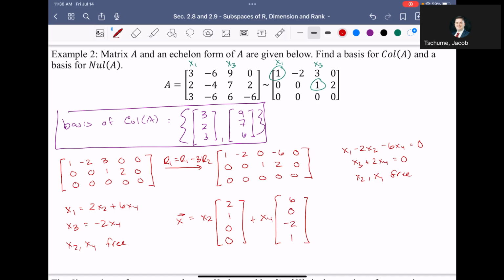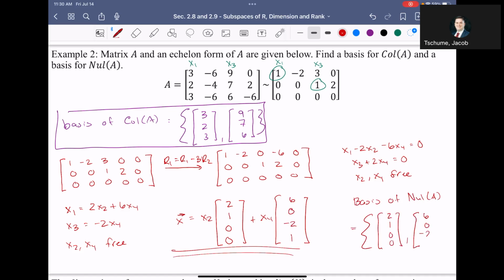This is your parametric vector form, but to write it as the basis of the null space of A, we would write this as curly brace. You would just pull the 2 vectors off that you found. So 2, 1, 0, 0, and 6, 0, -2, 1. This is the basis of your null space, and that's how you find the basis of your column and null space as well.